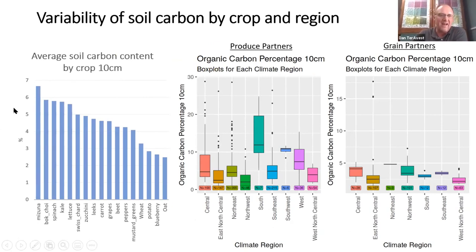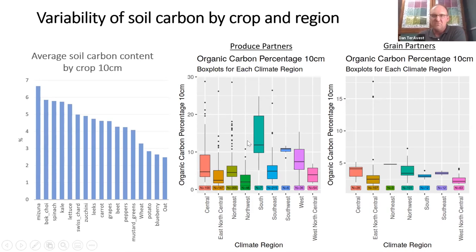And I think this plot also kind of backs up that theory. This is the average soil carbon content at 0 to 4 inches based on the crops that the soil samples were associated with. I ranked them from high to low, so it's easy to see. If you look here, Mizuna, bok choy, spinach, kale, lettuce, Swiss chard, all of these have really high carbon content, right? Which suggests to me that they're being intensively managed. They're getting a lot of amendments added to them. That carbon's getting built up. But if you look at the very bottom, here we go: wheat, potato, blueberry, oats. These are systems that are generally over larger acres, and they're less intensively managed. The end result being, there's less carbon there.